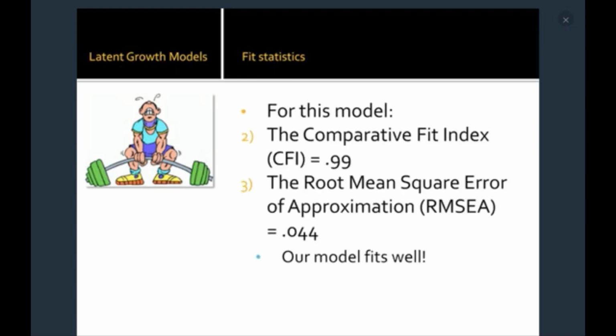Comparative fit index is amazing. Root mean square error of approximation, not too shabby either. So our model fits well, and that just means that we have hypothesized a linear trend here, and we got one approximately that fits our data.